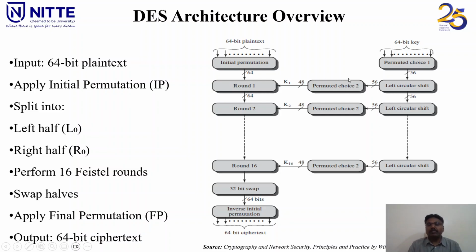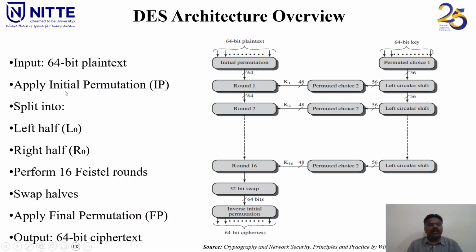From this permutation, we are going to eliminate another 8 bits. So finally, we are going to make use of a 48-bit key. At round 1, we all know that the Feistel structure works by dividing the block into equal halves. The left side will be 32 bits, and the right side will be 32 bits.